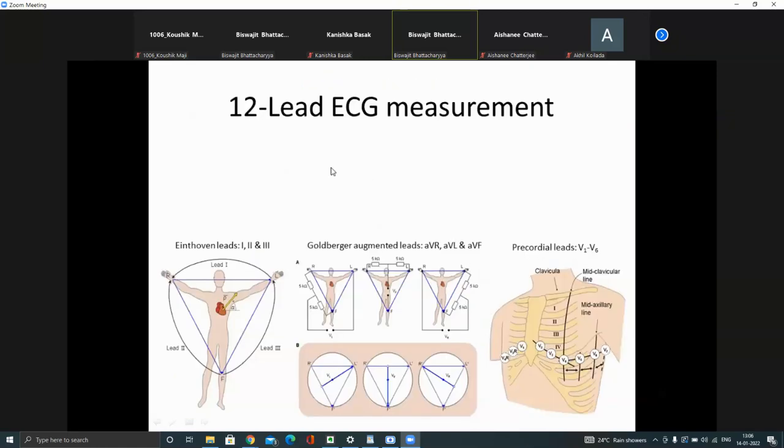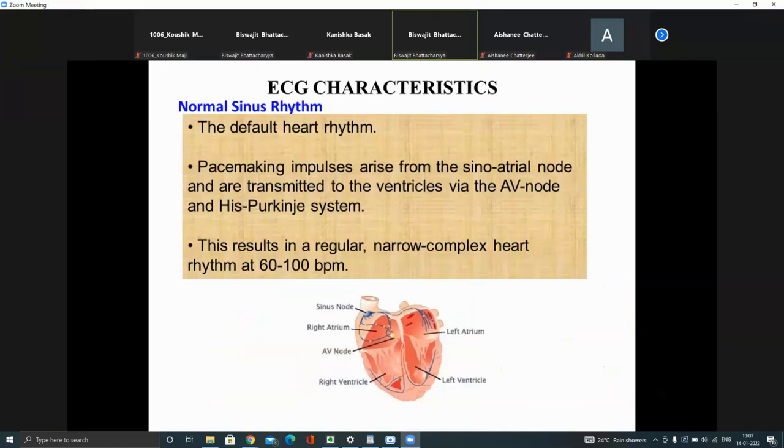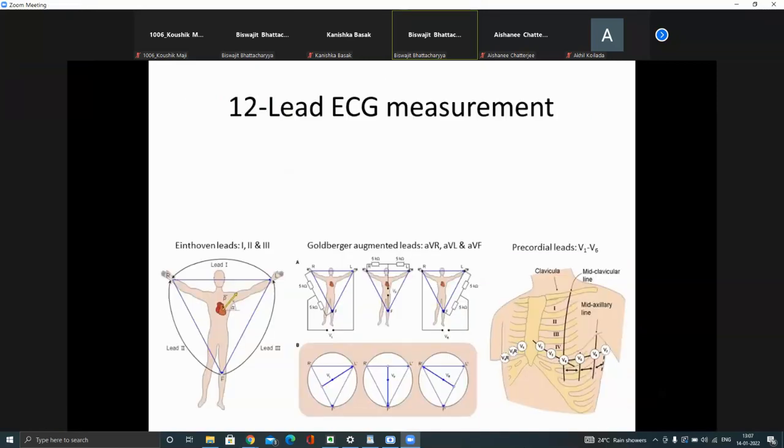So ultimately we are getting 12 leads. The 12 leads: Einthoven leads are leads 1, 2, 3. And Goldberger leads are what? AVR, AVL, AVF. So 3 plus 3, 6. And precordial leads are in a horizontal plane, 6 leads here. So 3 plus 3 plus 6 leads, the total number of leads is a 12 lead measurement. With this I want to stop today. So these are the different ECG leads.